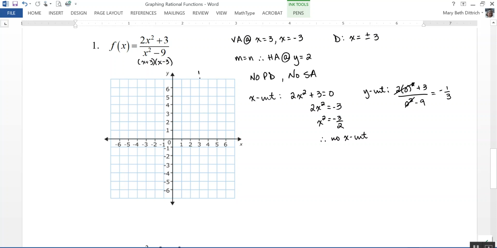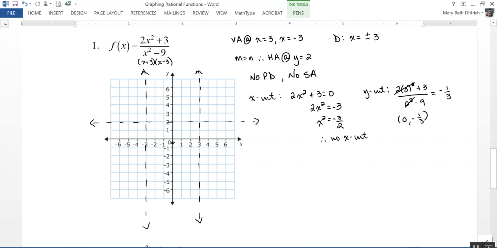So I'm going to start with my vertical asymptotes, because I like those. There's x equals 3. Here's x equals negative 3, so this looks really different from what we've graphed before. And then I had a horizontal asymptote at the line y equals 2. There's my horizontal asymptote. I have no x-intercepts, but I do have a y-intercept. So that's going to be the point 0, comma, negative 1/3, which is going to be a little bit hard to see, but it's going to be somewhere probably right about there.